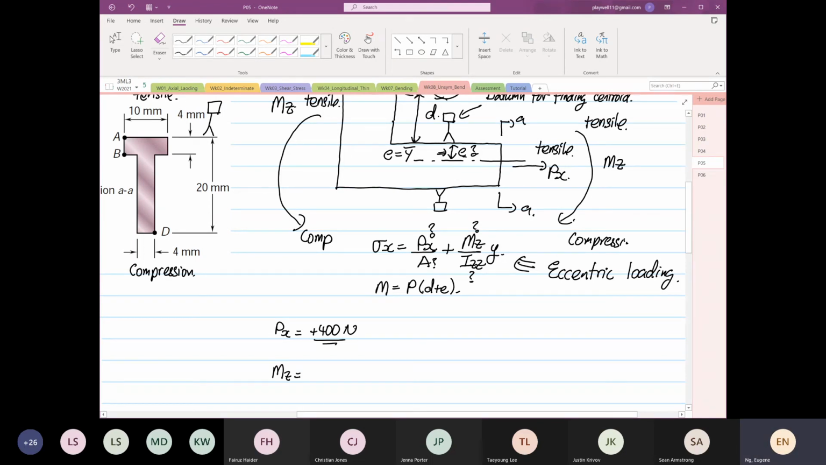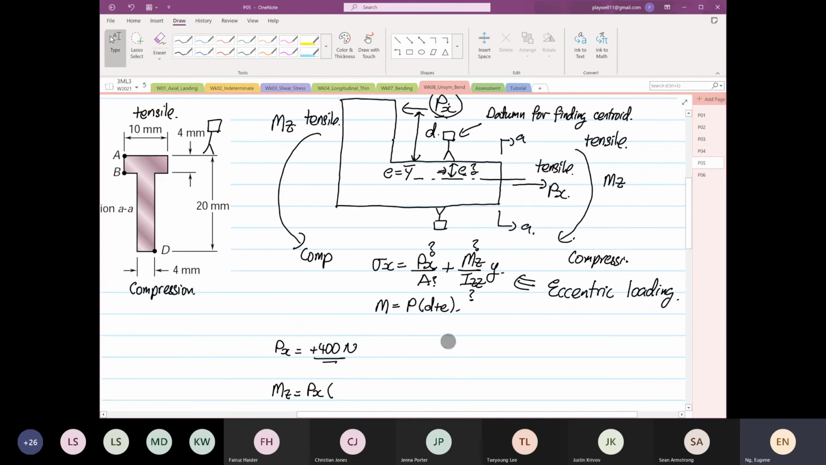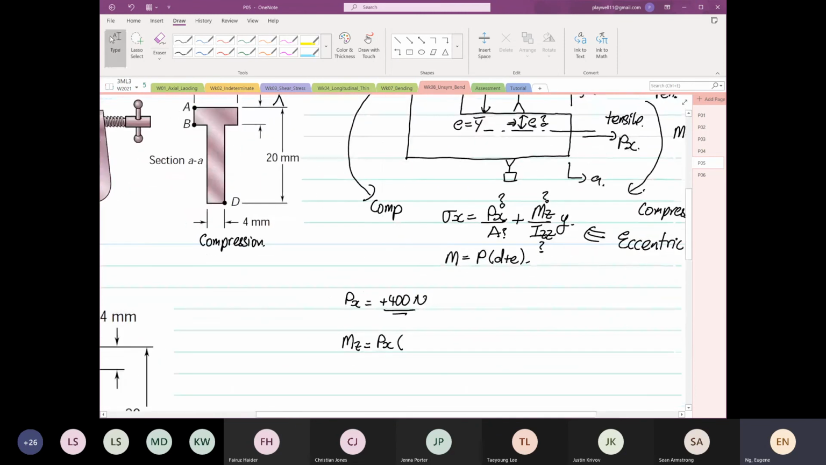So the moment about Z is equal to M or Px, plus P times D. What is D? If you look at it, D is equal to 0.05, or 50 times 10 to the power minus 3, plus P times E. We don't know what E is yet.